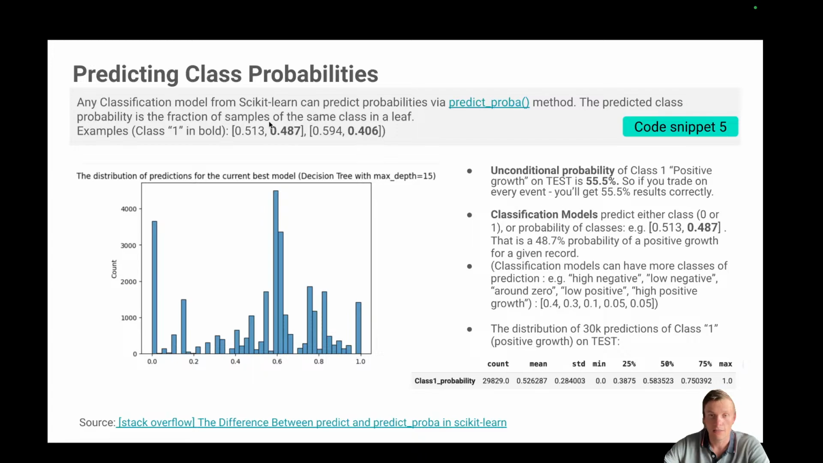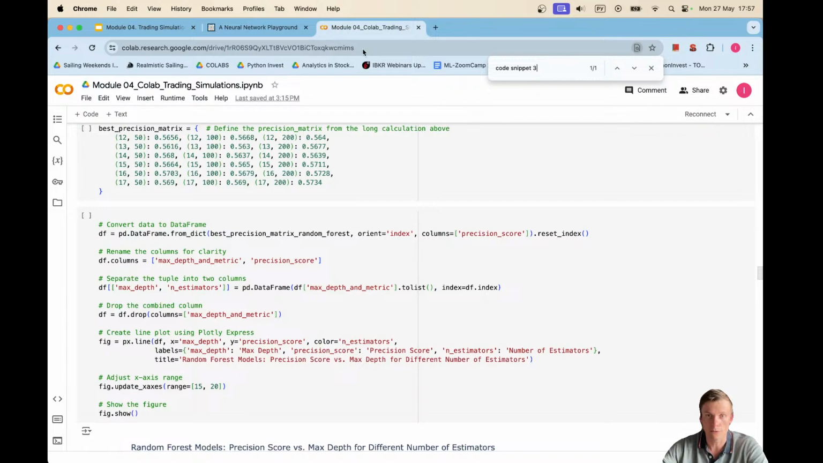And here you can see that the distribution of predictions is like this. The average prediction is 52.6% probability, and the median prediction is 58.3% probability. So this is close to the unconditional probability of a positive class of 55.5%. So the model gives an approximately correct distribution of predictions on a test set. Let's look at the code.